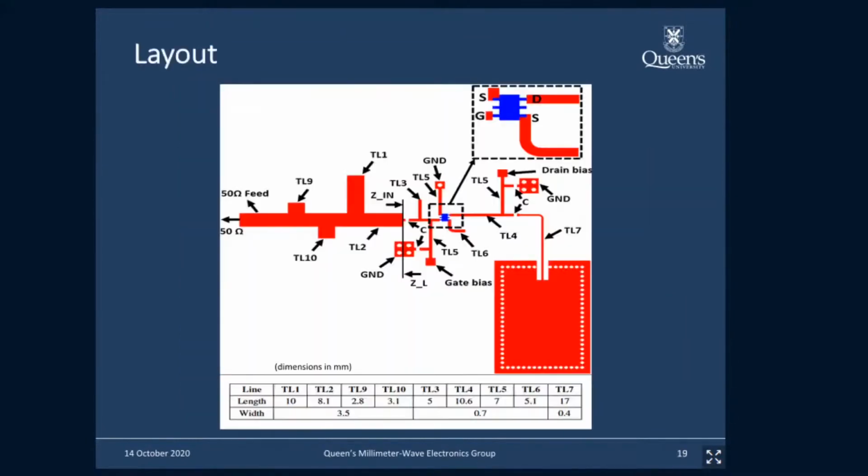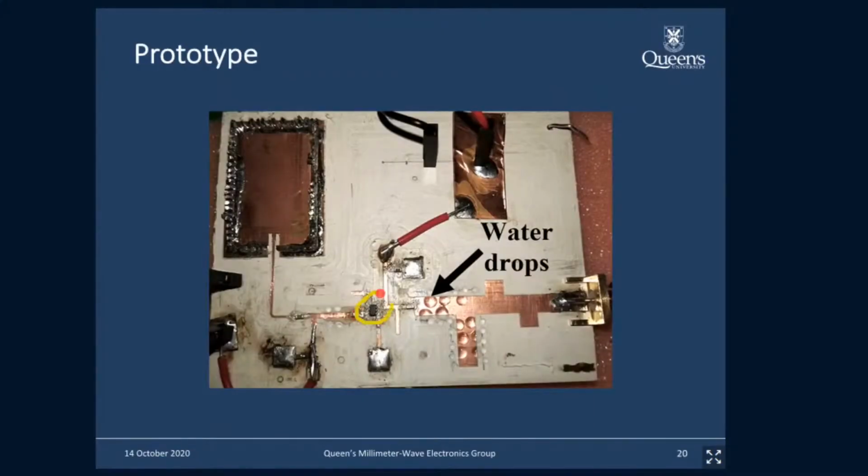And so that's the resonator that we used on the circuit. And this is the layout of the circuit. And here is a photograph of the circuit board. You can see the transistors here, and the resonator is over here at the top. I'm going to change marker colors here. Okay, so here is the resonator, and here are the water droplets. You can make them out here.